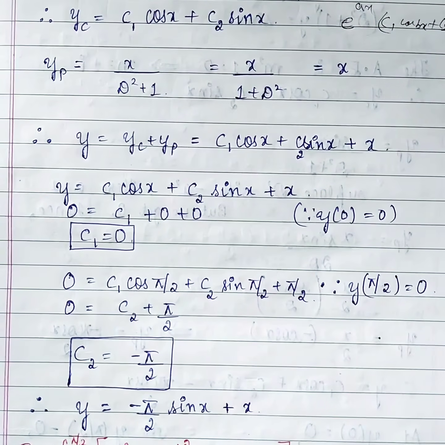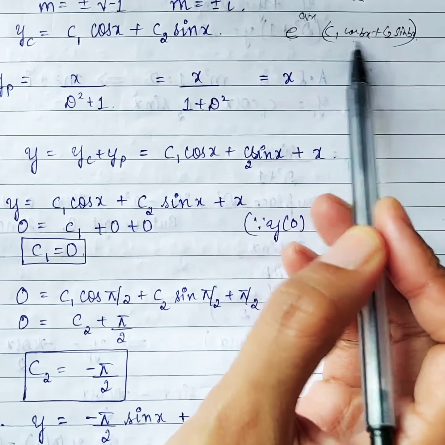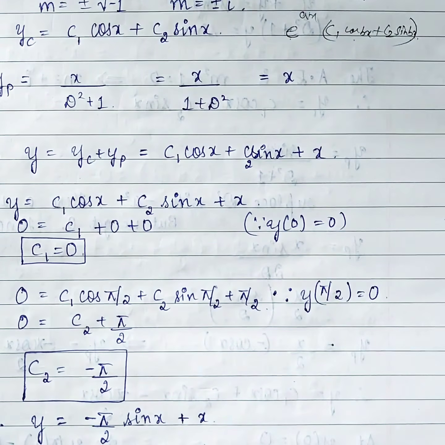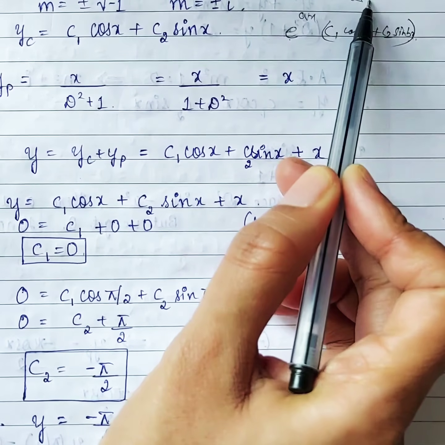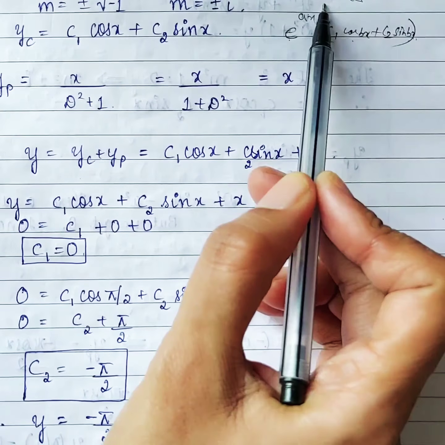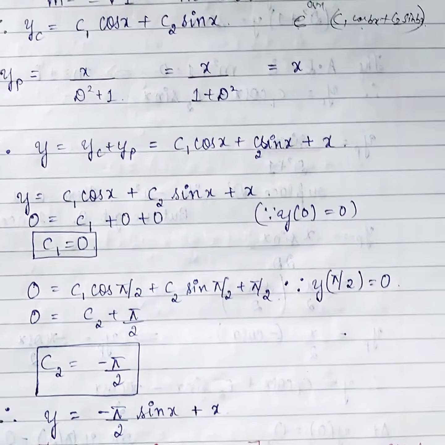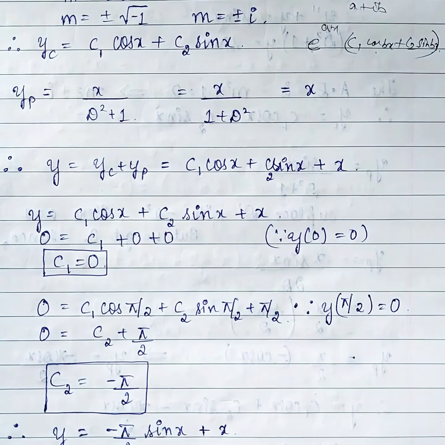This is your formula. Oh, I am writing somewhere else. Yeah, e power ax into C1 cos bx plus C2 sin bx. This is the original formula. In the place of real part, 0 plus i. In the place of a I have 0, in the place of b I have 1. That is why we wrote yc as C1 cos x plus C2 sin x.